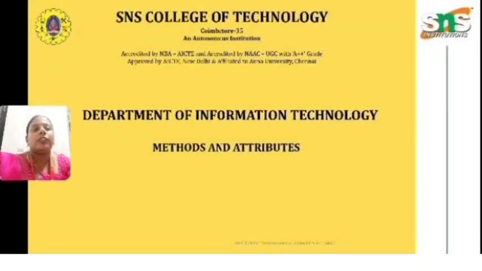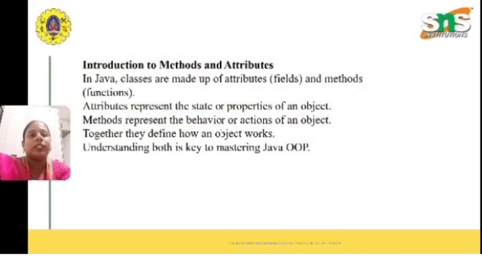Good morning all. Today we are going to discuss the topic about methods and attributes in Java, object-oriented programming in Java. So what are methods and attributes? In Java, classes are made up of attributes, that is nothing but fields, and functions. Generally, what are functions? Getting the input, making some operations and giving the output. This is functions. In Java, we call it methods.